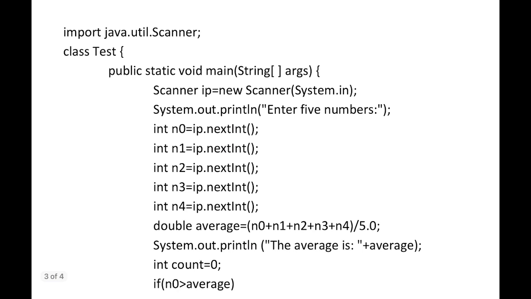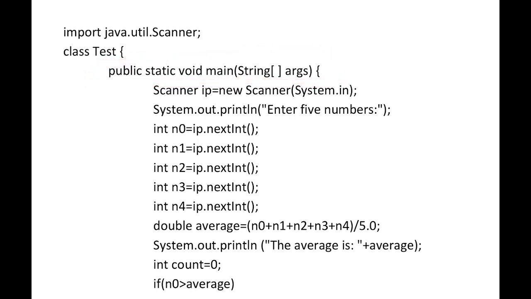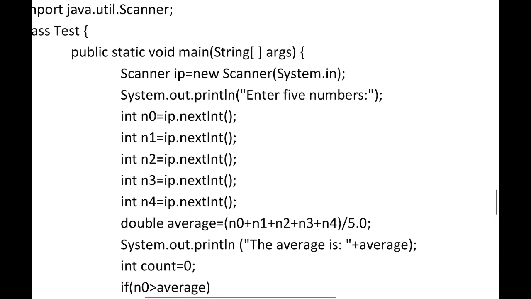So it is like this: import java.util.Scanner to take input from the user, then class Test, the class name, and inside the class we have written the main method, public static void main(String[] args). Then Scanner ip equal to new Scanner(System.in) to take input from the user. Then we are writing the statement, enter 5 numbers, and the user is going to enter 5 numbers after this. The first number is stored at n0, second number is n1, third number at n2, n3, n4, like this.